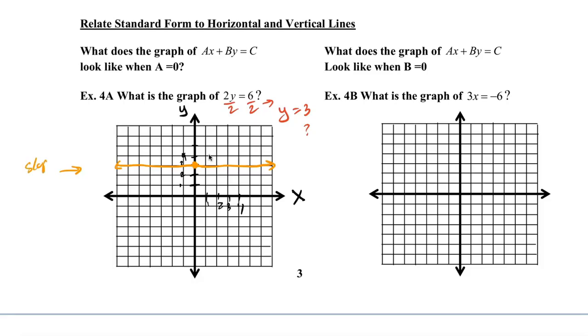That slope is 0. I always think of a slope as like walking. What's the resistance with walking? This is like no resistance. You're just going straight, 0.